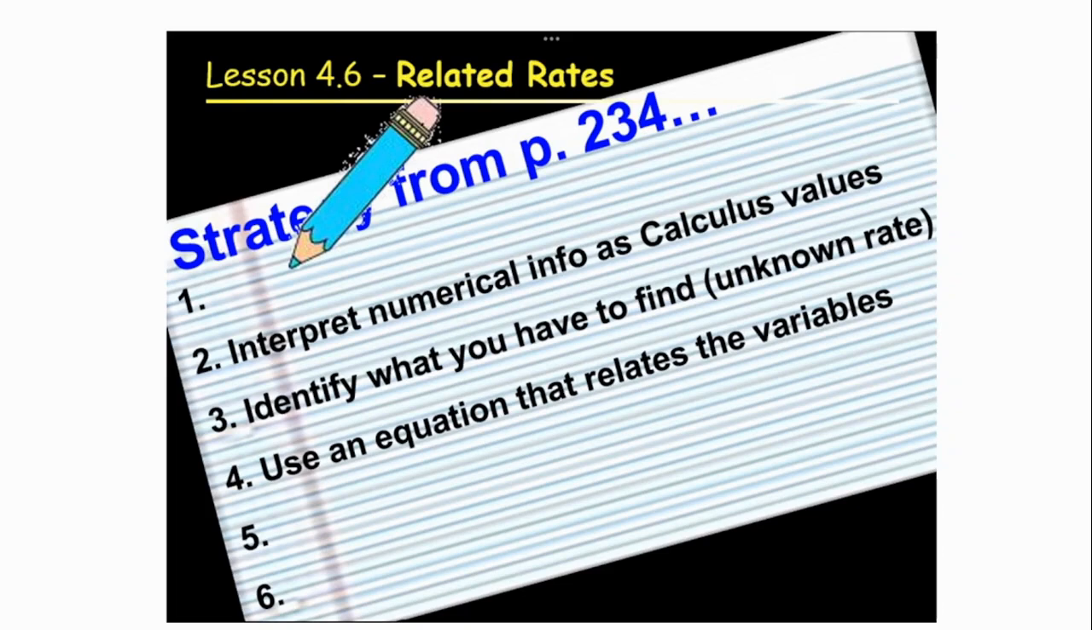Although they're not going to make perfect sense until we start doing the next problem, I just want to highlight number 2 here. You're going to interpret numerical information as calculus values. That's going to involve assigning the correct dt symbol to particular numbers that are given to you. Step 3, identify what you've got to find. It's actually going to be the same thing. You're going to be trying to assign the correct dt.